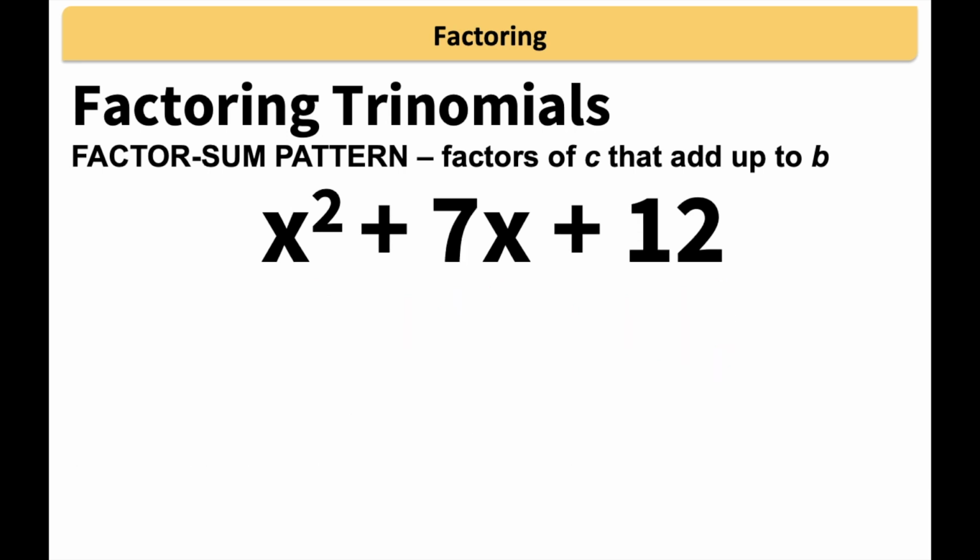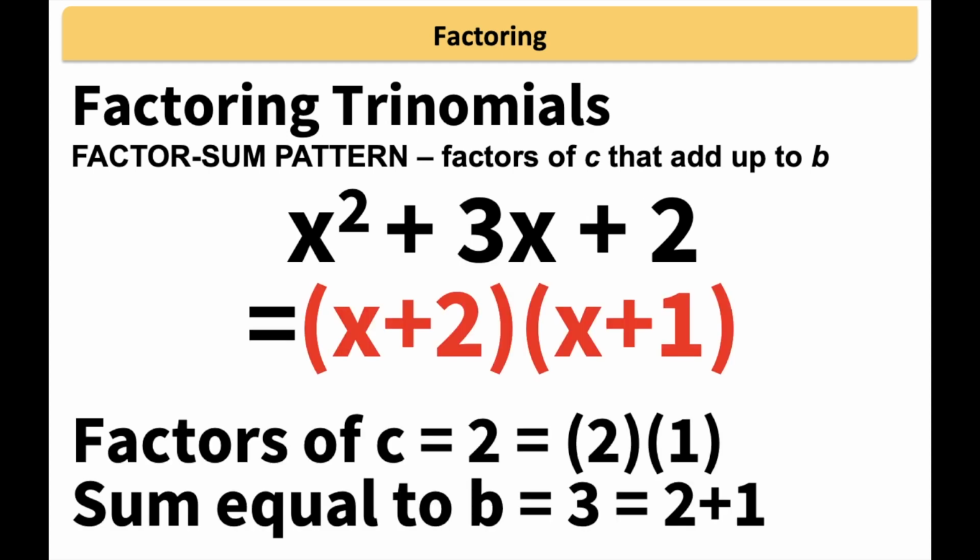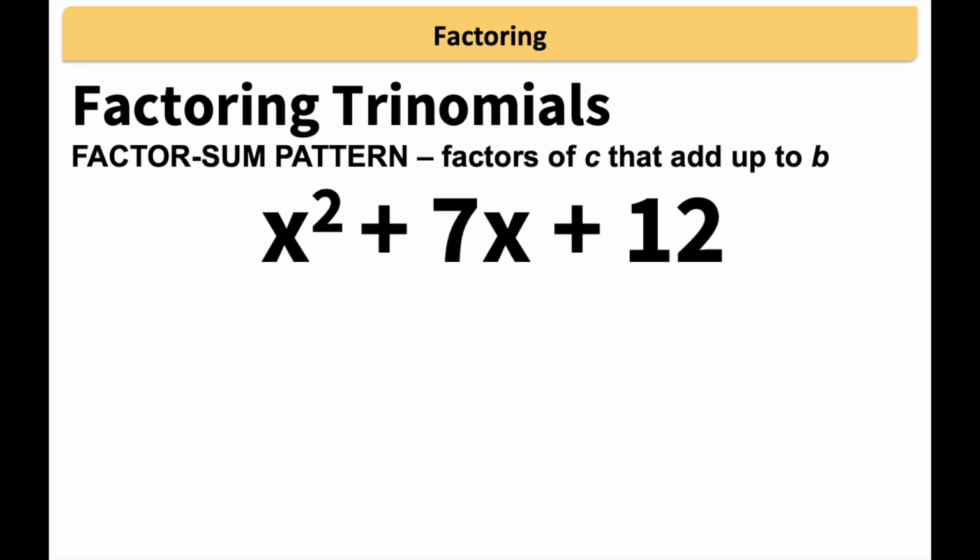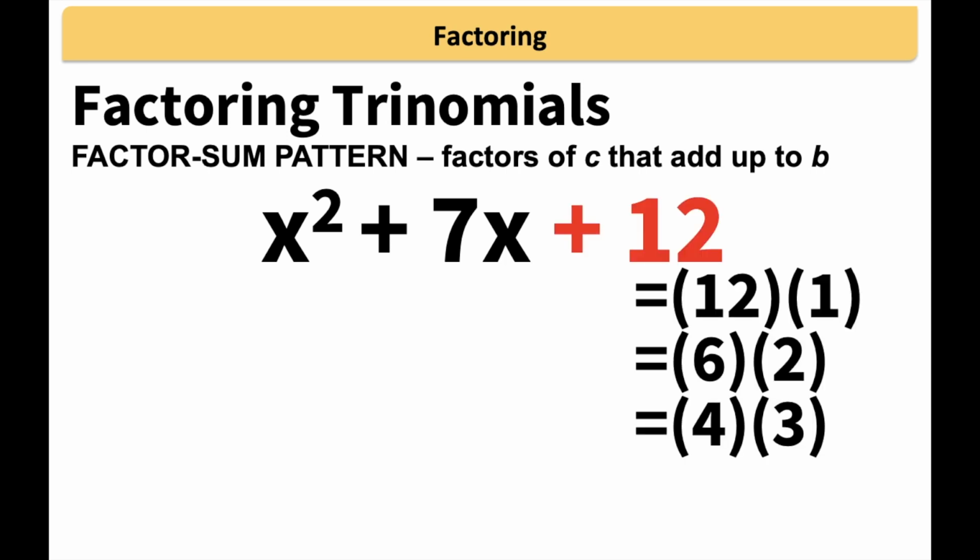So, another example. Paano naman kung yung c natin is unlike, in this example, yung 2 kasi or yung constant natin is a prime number. So, ang dali niya lang. 2 and 1 lang naman yung possible factors niya. How about if we have 12, for example? Ang kanyang factors is 12 times 1, 6 times 2, and 4 times 3.